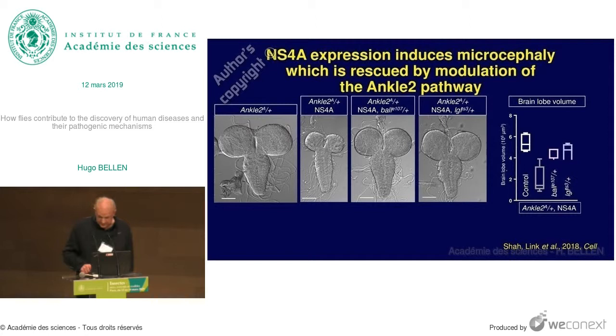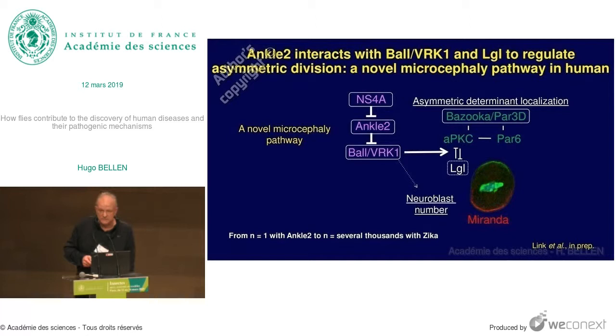I want to end up with this last slide because these are all new microcephaly genes in human. We know that NS4A causes microcephaly. We've shown that ankle 2 causes microcephaly. Balkin VRK1 was shown by a colleague of mine at Baylor College of Medicine, Jim Lupski, to cause microcephaly. These proteins regulate this pathway here, in which LGL is a critical component of the Smith-McGinnis deletion syndrome. And we've now shown that there are patients with mutations in LGL that have microcephaly. And that regulates this complex here. So all of these are novel genes that are now tied together in a new human microcephaly pathway.